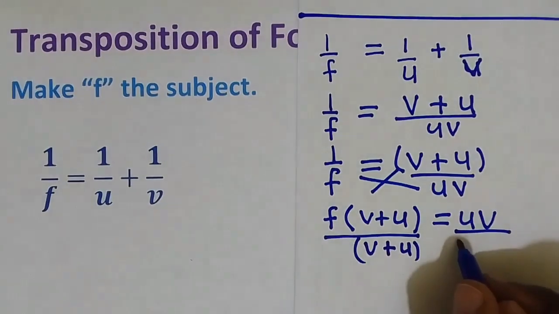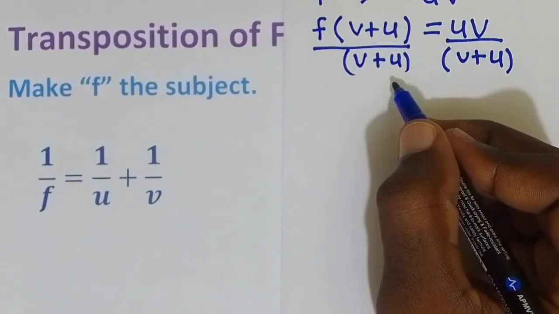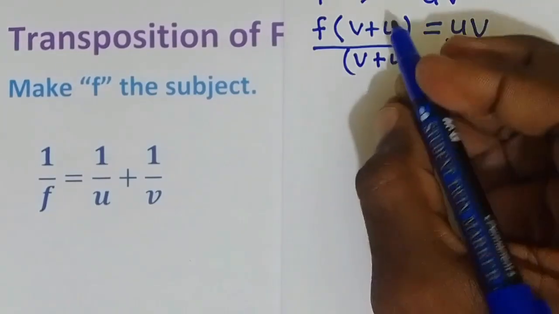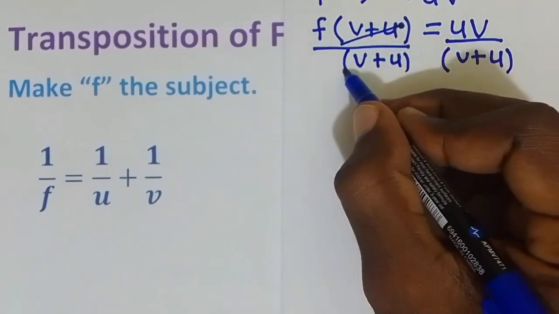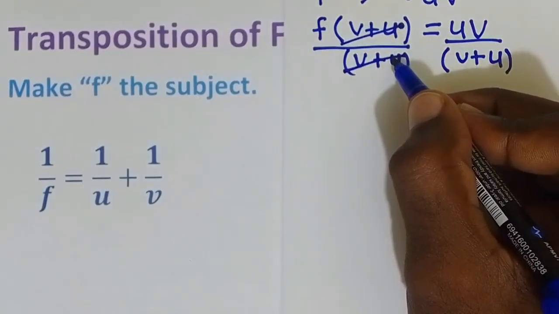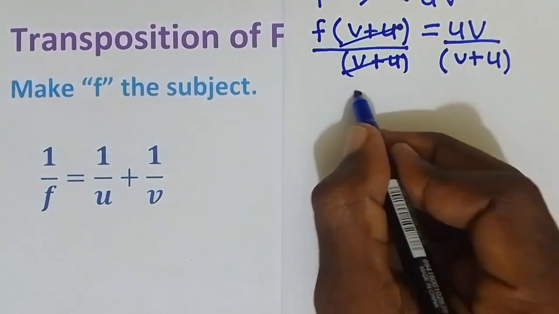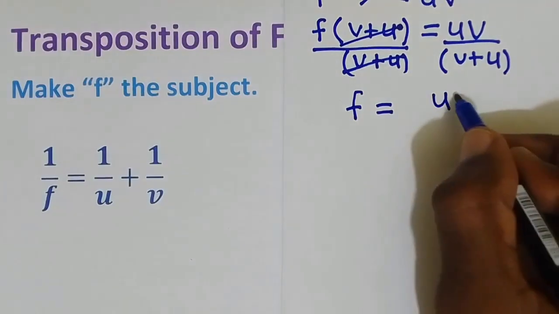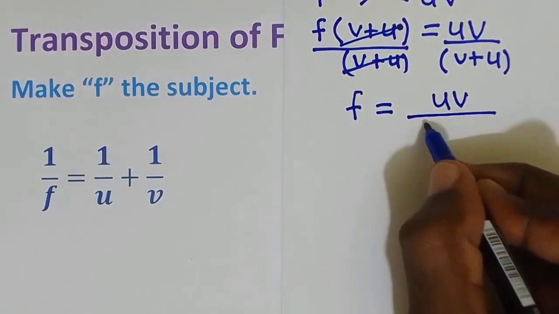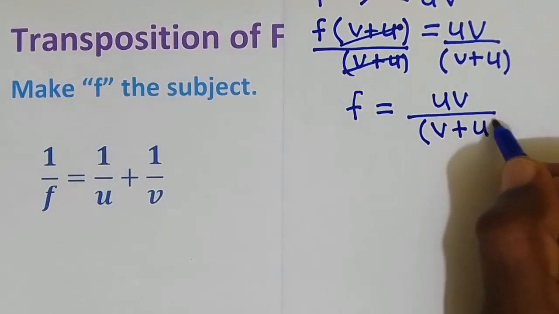So we divide by v plus u. We can simplify the left hand side. v plus u and v plus u, we can simplify it. We are going to remain with f, which is equal to uv over v plus u.